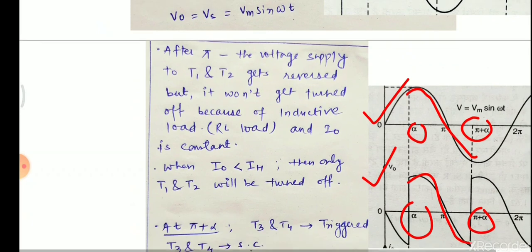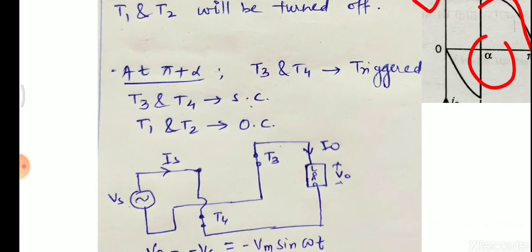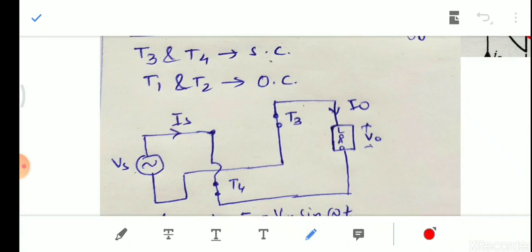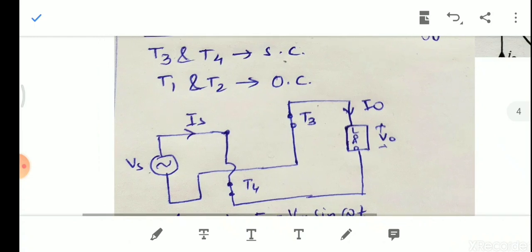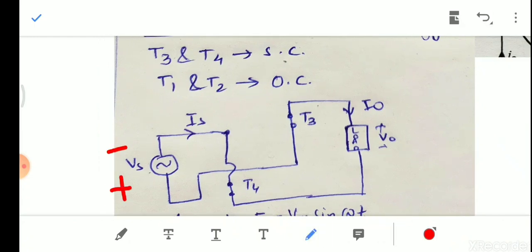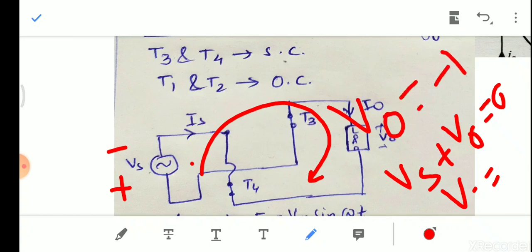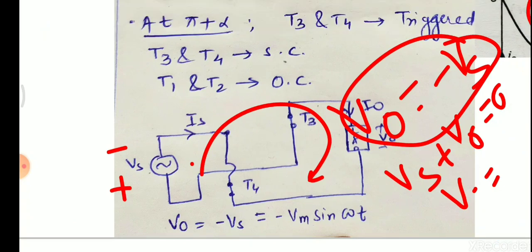That means T3 and T4 will get short circuited, while T1 and T2 get open circuited, means the circuit will look like this. Okay, so to calculate the output voltage, what we'll do? We'll again apply KVL here. Okay, so the direction will be like this. So apply KVL in this circuit, what will happen? The output voltage will be minus of Vs. Okay, that means V0 will be equal to minus Vm sin omega t.